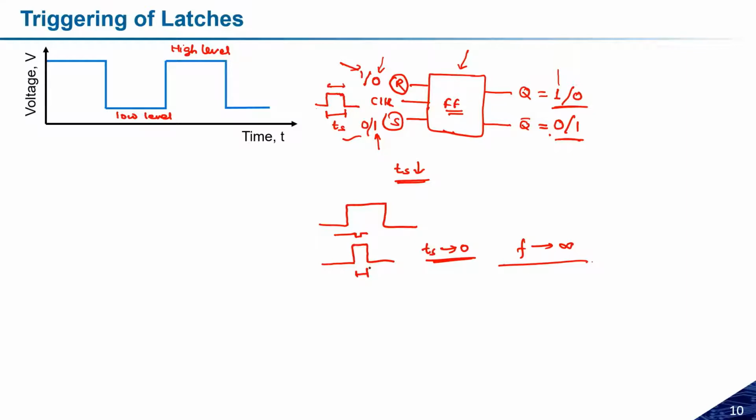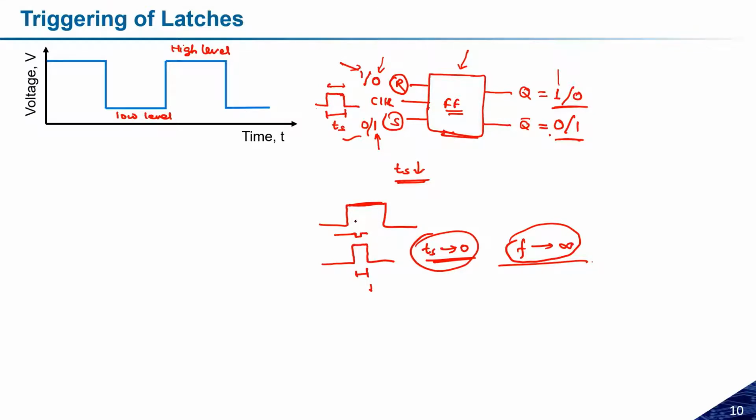Okay, so see, if you want to reduce this width, it means Ts is going to be reduced. So it means the frequency of the clock is going to be infinite. Okay, and this is not possible. So how to avoid these things? Whatever discussion I just told you, this kind of triggering of the flip-flop is known as level triggered.